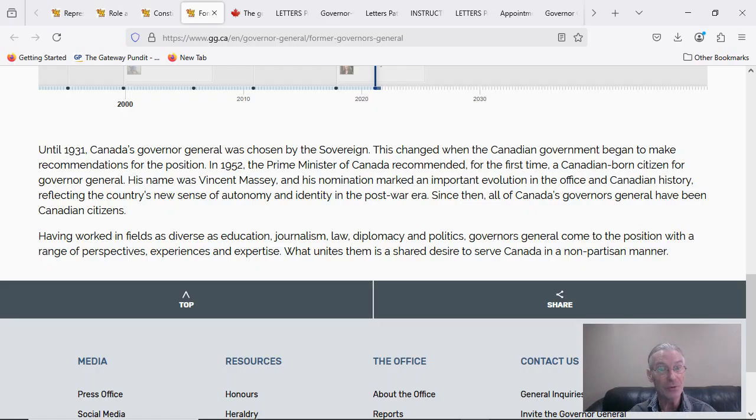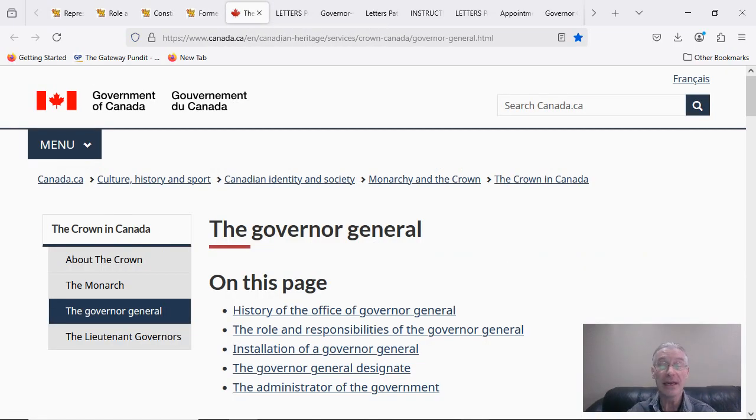In 1952, the Prime Minister of Canada recommended for the first time a Canadian-born citizen for Governor General. His name was Vincent Massey, and his nomination marked an important evolution in the office and Canadian history, reflecting the country's new sense of autonomy and identity in the post-war era. Since then, all of Canada's Governors General have been Canadian citizens. They've all been Canadian citizens, but they have all been appointed unlawfully.